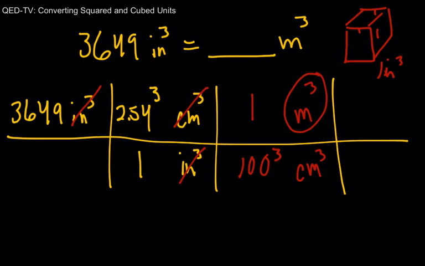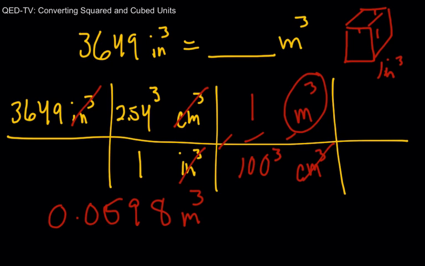So my centimeters cubed would cancel off, and I would take 3649 times 2.54 times 2.54 times 2.54, and then I would divide it by 100, divide by 100, and then divide by 100 again. And I would get an answer of 0.0598 cubic meters. And I'd have to check my sig figs on this. This is what the calculator says.